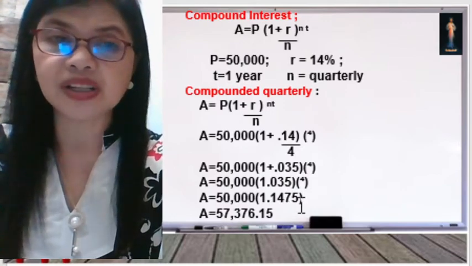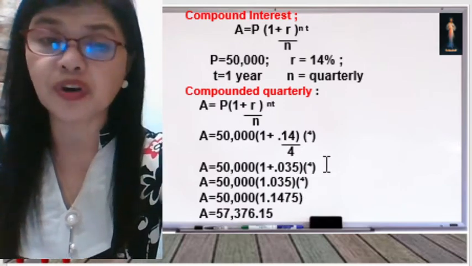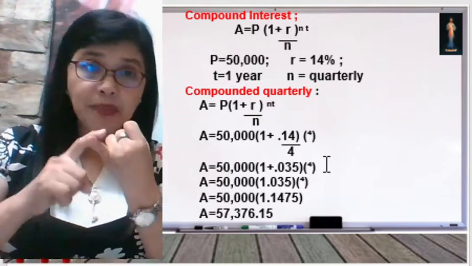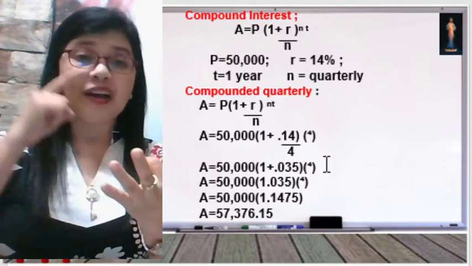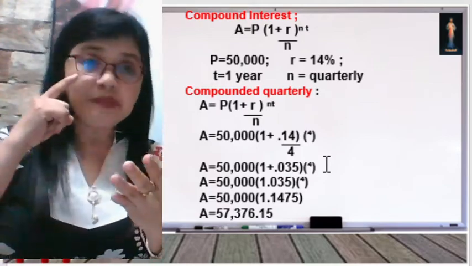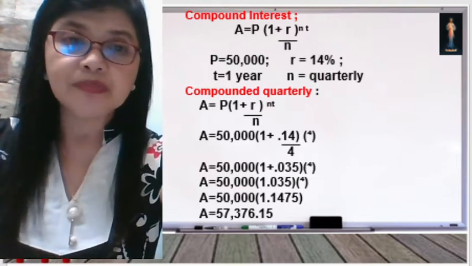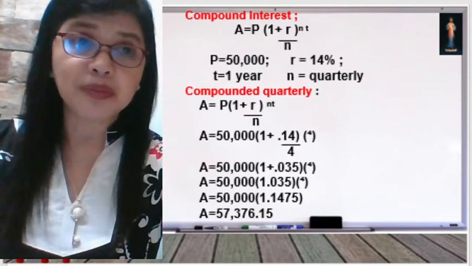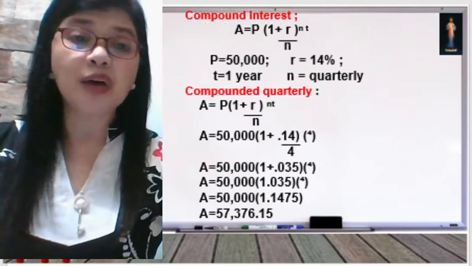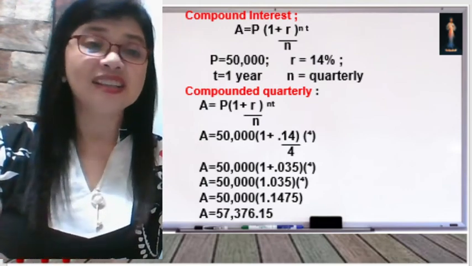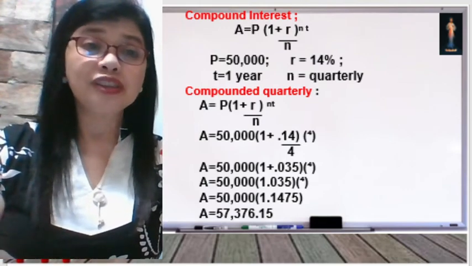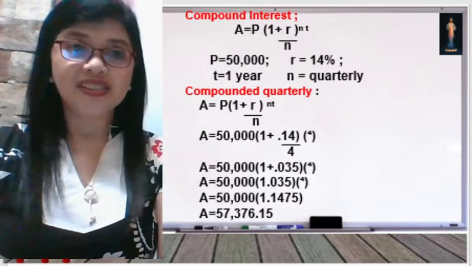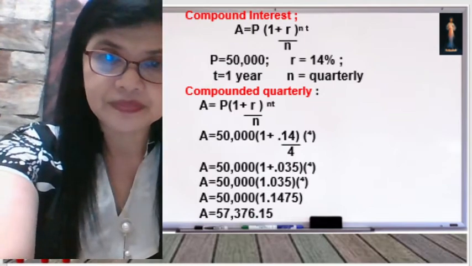Okay, so 50,000 times 1.035 raised to the fourth power, or you multiply 1.035 four times. 1.035 times 1.035 times 1.035 times 1.035 will give us what? 1.1475. So 50,000 times 1.1475 will give us how much? 57,376.15. Okay, so that is when it is compounded quarterly. Now let's go to the next.